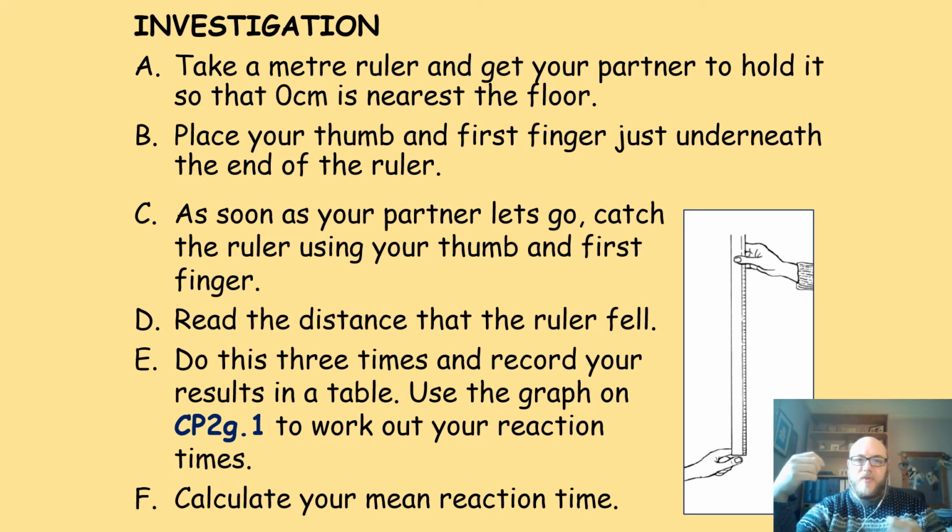Now, this works with 2 people and not 1. I mean, you can do the same thing with 1 person. You can hold it at one end, put your hand here, let go, and then catch it. But obviously, you know when you're going to let go. If you do it with 2 people and they just let go, then you have to react to the visual cue of that ruler falling. So as soon as your partner lets go, catch the ruler. Don't wait, just catch it. Okay, and the distance it travels is based on your reaction time.